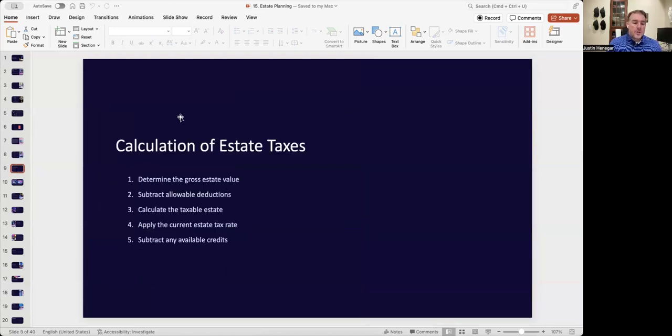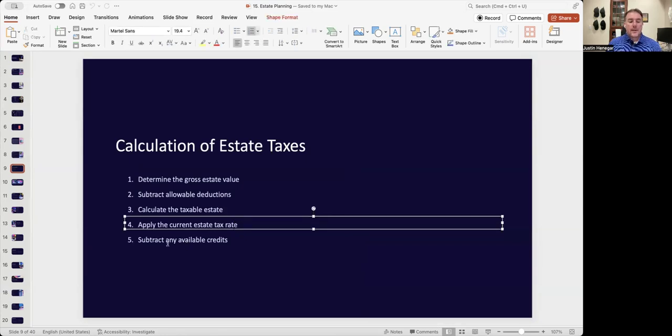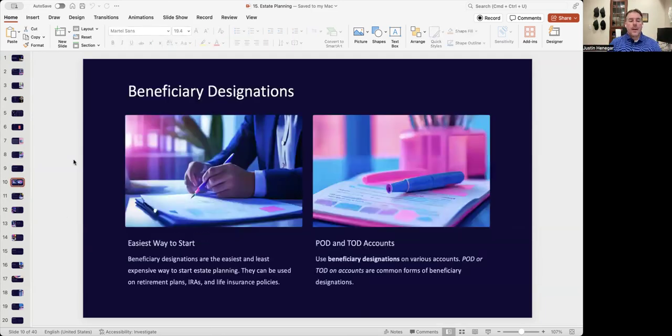So again, determine the gross estate, subtract out allowable deductions, calculate the taxable estate, apply the current estate tax rate, which again is 40%, and then subtract out any available credits. And that credit is the equivalent amount of a 13.61 million asset base.